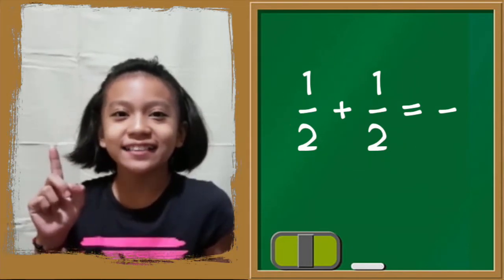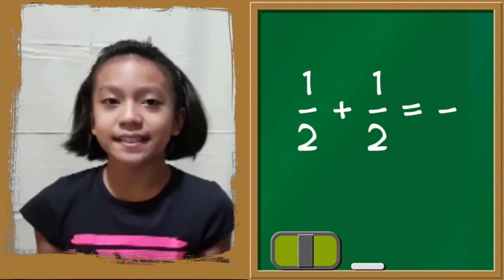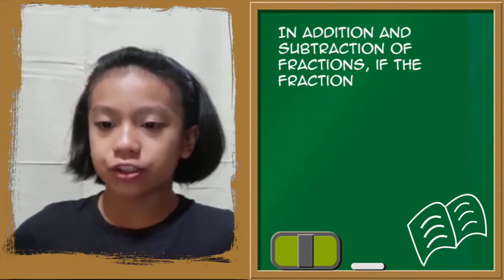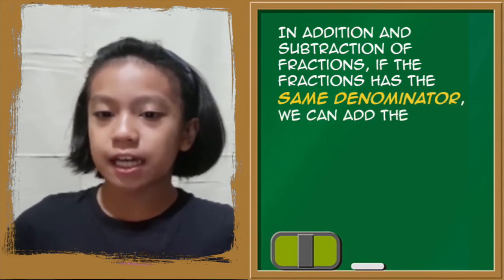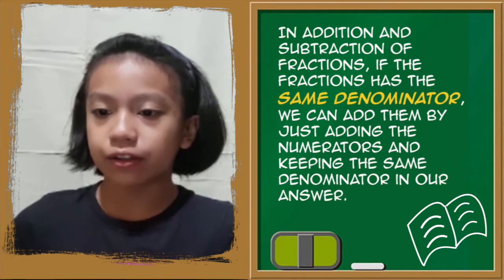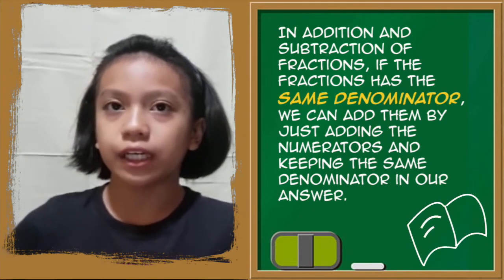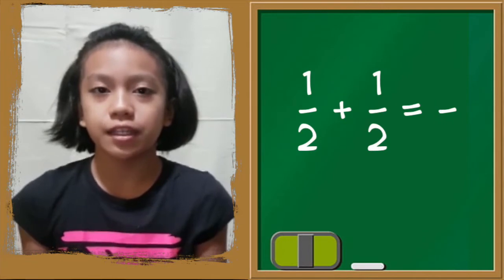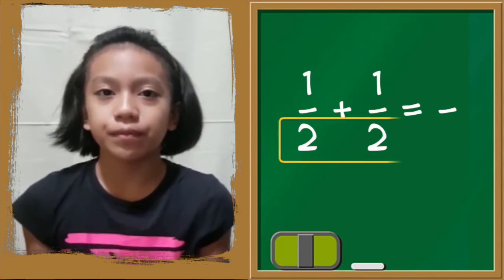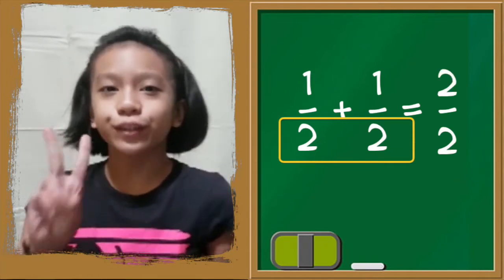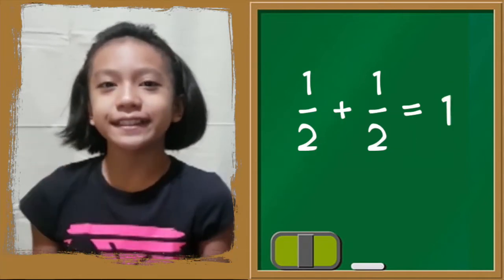Now I remember, teacher Danzen said that in addition and subtraction of fractions, if the fractions have the same denominator, we can add them by just adding the numerators and keeping the same denominator in our answer. So since both denominators are the same, we will just keep the denominator, which is 2. Now our answer is 2 over 2, which equals 1.